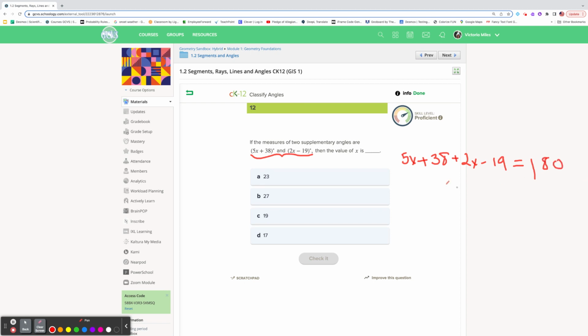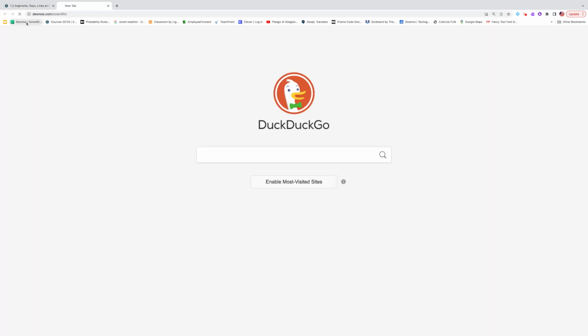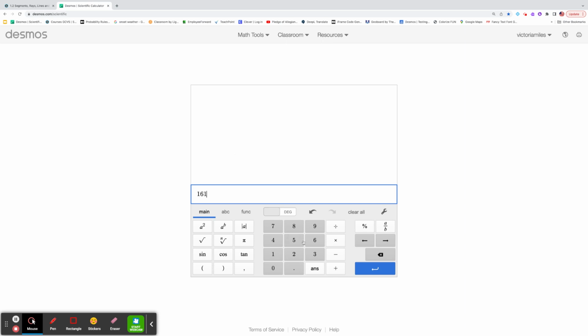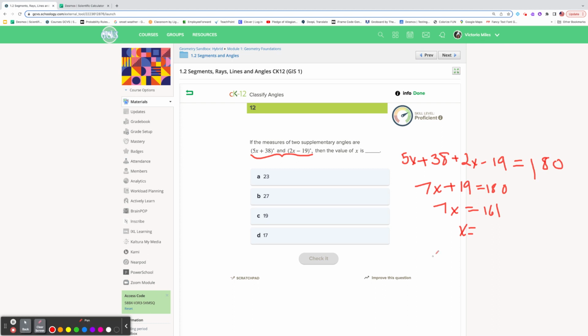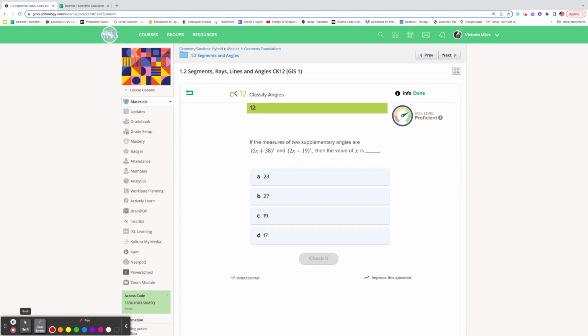We're going to combine our like terms. So 7x plus 19 is equal to 180. We are now going to subtract 19 from both sides. 7x is equal to 161. And then I divide by 7. I could definitely grab a calculator and do 161 divided by 7. I get 23. So I'm going to say x is equal to 23. I'm noticing that's one of my choices, so I would go ahead and select that one.